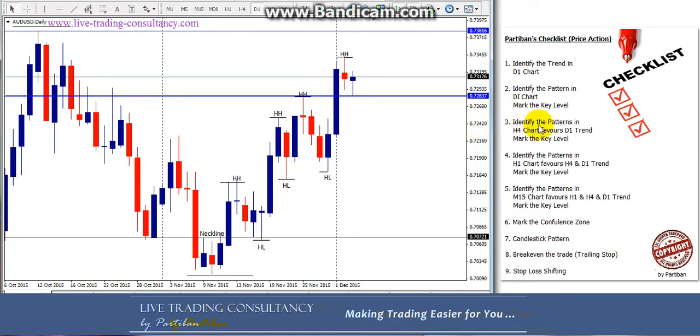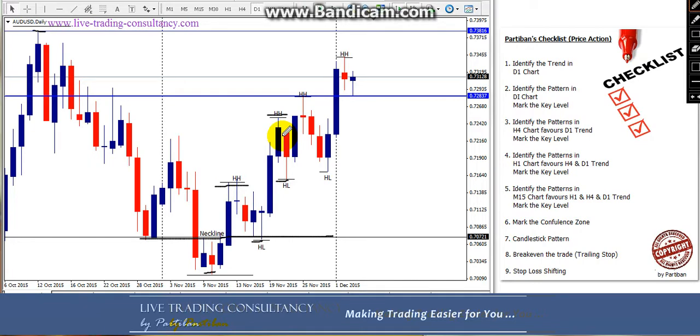So what's the third step? Identify the pattern in the H4 chart that favors the daily chart. So what's the trend in the daily chart? Uptrend. So you always take buy trades where you follow the trend. Trend is your friend. Okay, H4. In H4, I'm going to analyze the same setup again. This is the highest point and low. This is the neckline. The market was trapped over here, and for the first time it's breaking, creating higher high, higher low, higher high, higher low. So I've confirmed the market is in an uptrend.